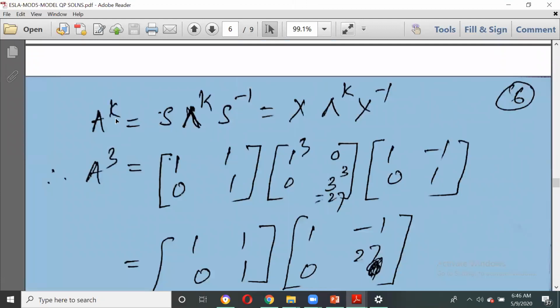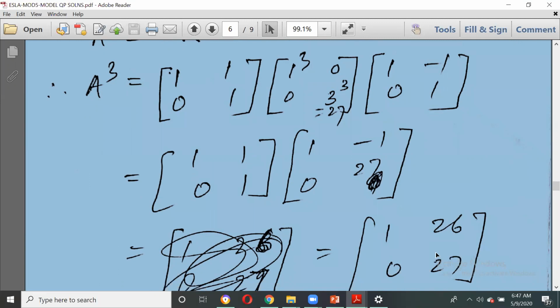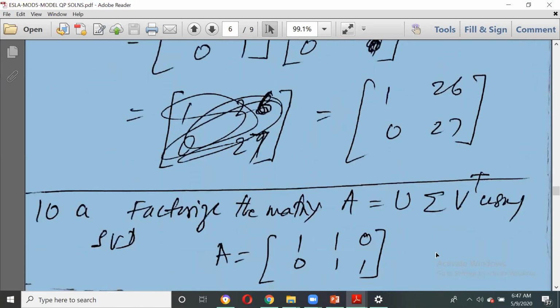Then to find the value of A to the power K, A to the power K is equal to S lambda to the power K S inverse. That will give us A cube is equal to [1 0; 1 1] for S, and lambda K is [1 cube 0; 0 3 cube], and [1 -1; 0 1] for X inverse or S inverse. So again multiplying these two, you'll get this. Again multiplying these two, you'll get this. So thus you can find A cube. Then 10A.